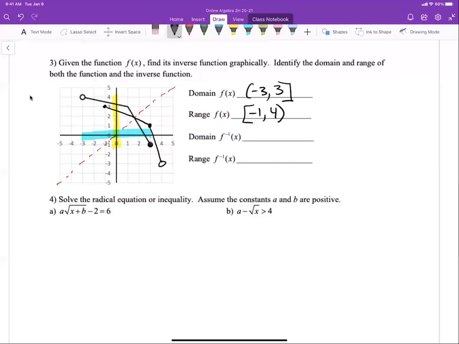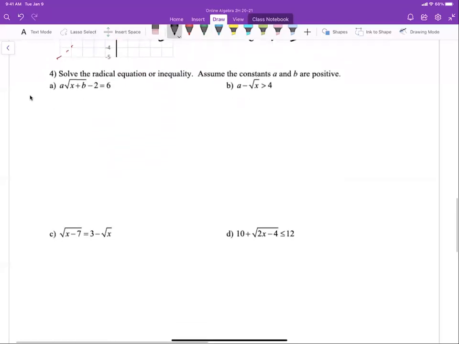The domain of the inverse function becomes the range, or was the range of my original function. So that will be [-1, 4), and the range was originally the domain. And hopefully you can see that on the graph by looking at the inverse function and seeing that these actually match. Okay.